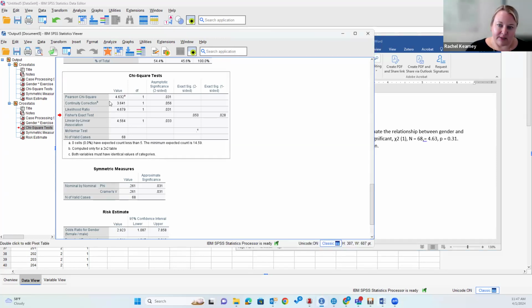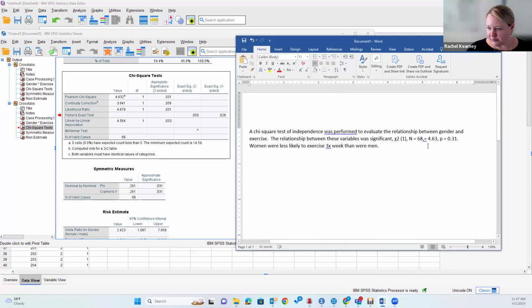So we got that from this section of the chi-square value. And then we put our p-value, 0.031. And then we sort of summarize this by saying women were less likely to exercise 3 times per week than were men. And so that kind of would answer this research question.